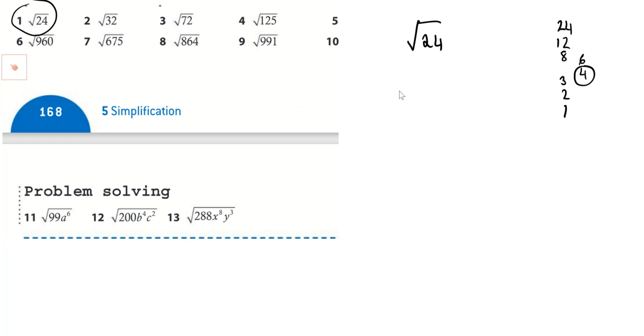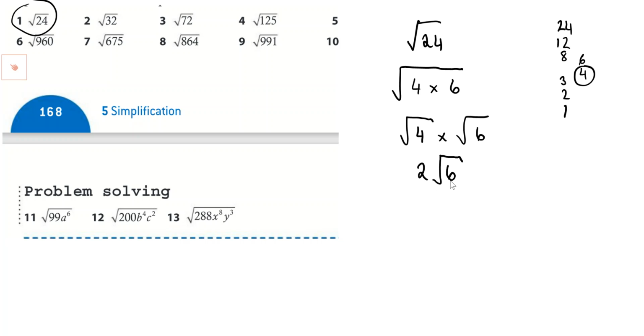So the square root of 24 becomes the square root of 4 times 6. Right? Which, from the law that we did before, you can split into the square root of 4 multiplied by the square root of 6. The square root of 4 is 2. So it's 2 square root of 6.